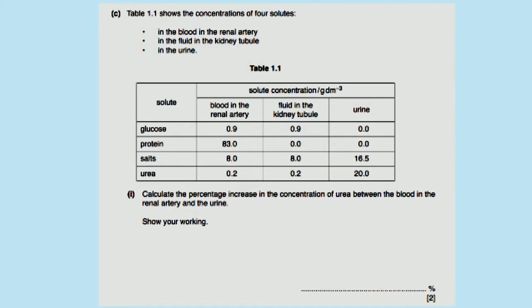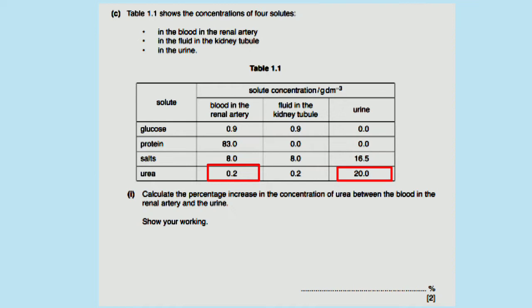Sub-question C of question 1. Table 1.1 shows the concentration of 4 solutes in the blood in renal artery, in the fluid in kidney tubule, and in urine. The 4 solutes are glucose, protein, salts and urea. Now the question is to calculate the percentage increase in concentration of urea between the blood in the renal artery and the urine. Concentration of urea in blood in renal artery is 0.2 gram per dm cube and that in the urine is 20 gram per dm cube.